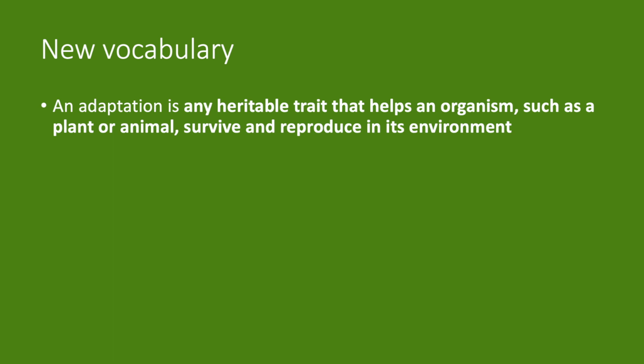Today's class, we are going to explore adaptations, specifically in animals. But first, we have a new vocab word, and the word is adaptations. An adaptation is any heritable trait that helps an organism, such as a plant or animal, survive and reproduce in the environment. So, it is important. Adaptations affect both plants and animals. However, today we are only going to focus on animal adaptations. We're going to do the plant stuff at a later point. I promise.